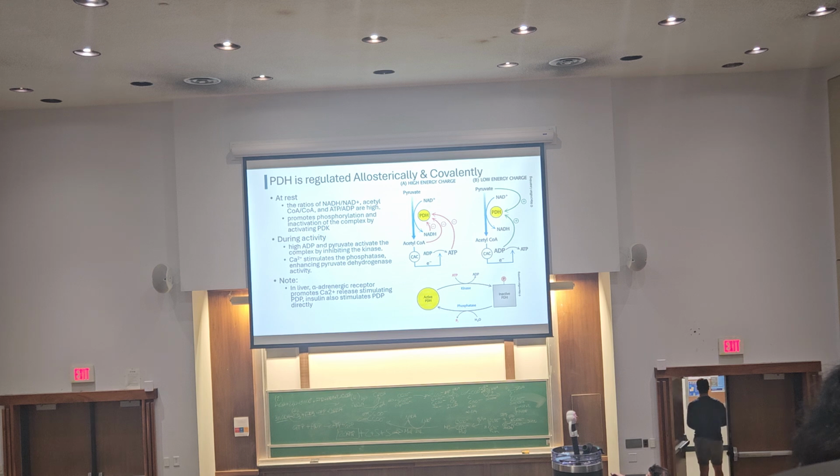And calcium stimulates the phosphatase, right? Where do we get calcium from? Calcium stimulates the phosphatase, enhancing pyruvate dehydrogenase complex activity. This happens during activity. Where do we get calcium from? Well, we've seen one place that we can get calcium. Right, in the sarcoplasmic reticulum. Remember, the sarcoplasm moves calcium into the sarcoplasmic reticulum, that's where it's stored.